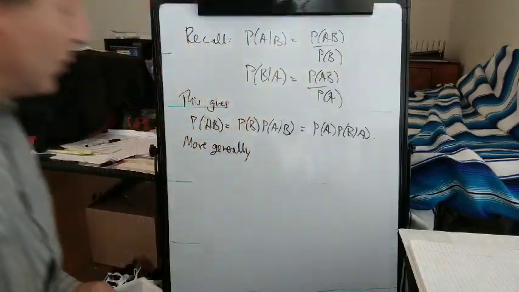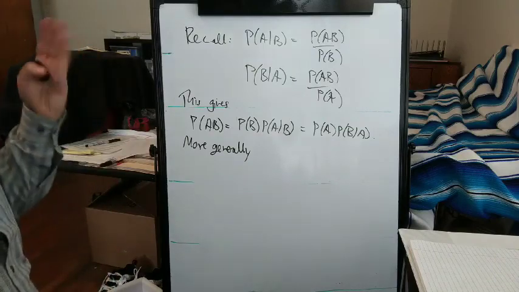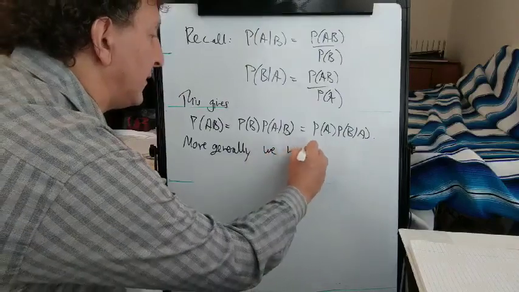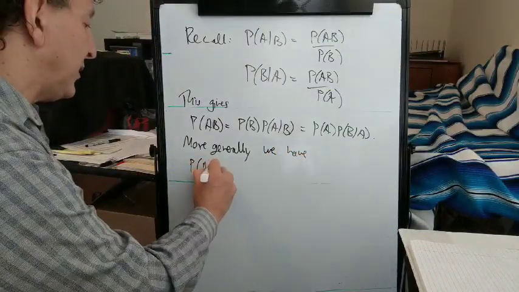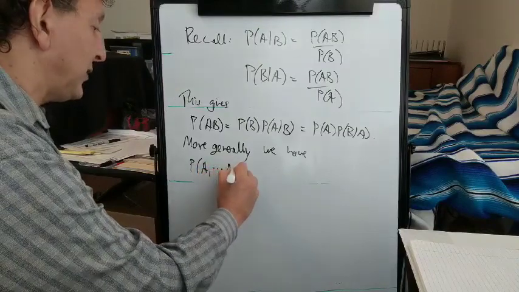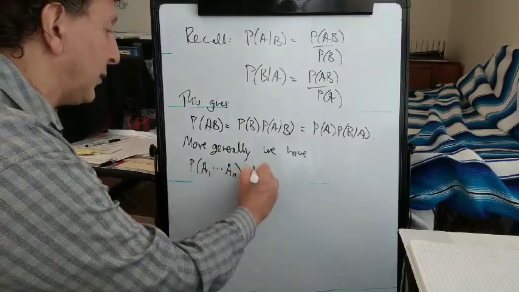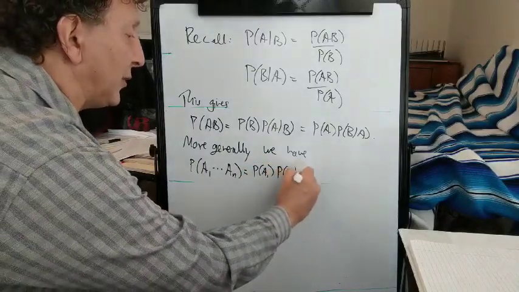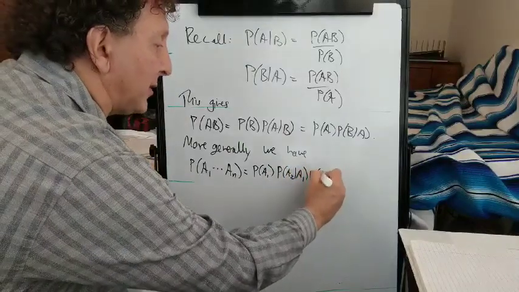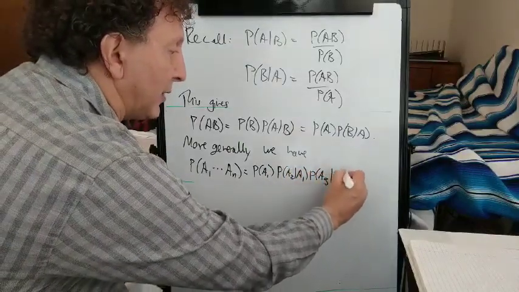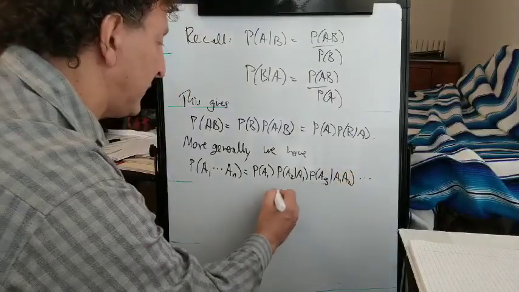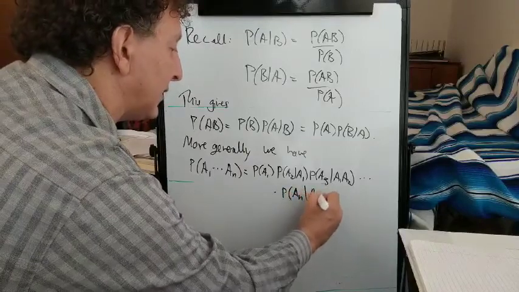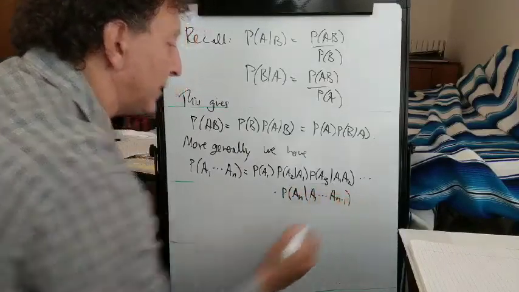And this multiplication rule holds for n different events, not just two. So that is the probability of A1 and A2 and A3 up to AN equals probability of A1, times the probability of A2 given A1, times the probability of A3 given A1 and A2, times the probability of AN given A1 through AN minus 1.